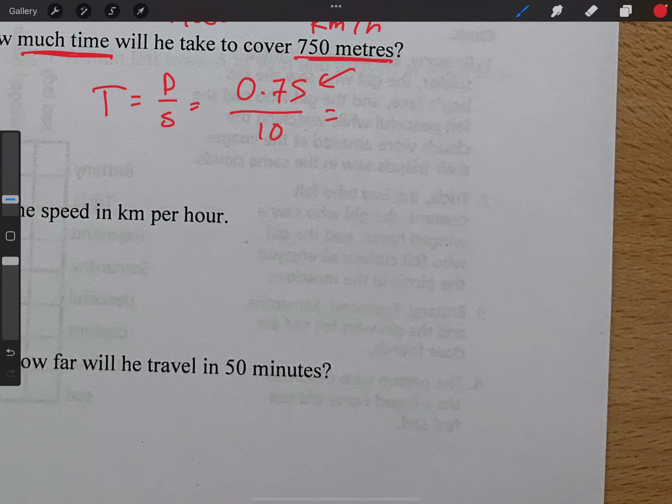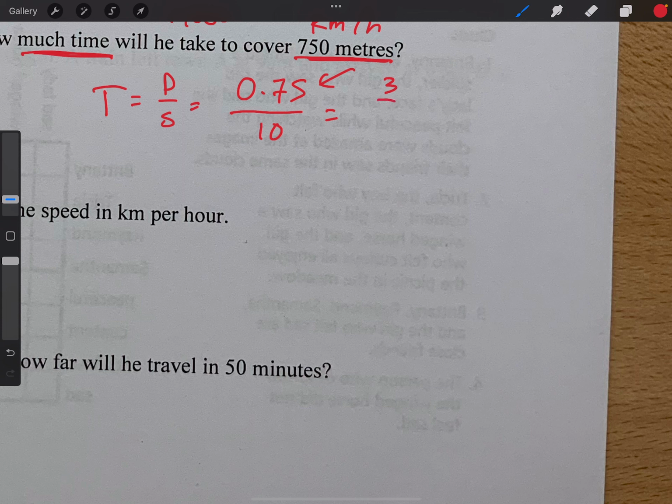Let's change this one to a fraction. It'll be easier, because when I get a decimal like 0.075 and you want to multiply that by 60 to get how many minutes that is, it's pretty hard. So let's change this one to a fraction.